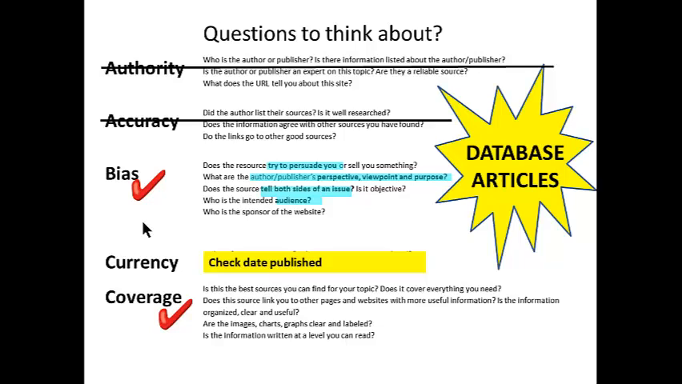Also, coverage is important. Is this article the best for you? Does it cover everything you need? Are the images and charts clear? Is the information written at a level you could read? Now, for most of that, you actually have to read the article to tell. But let's take a look at some search results and see if we can tell which article might be best for us.